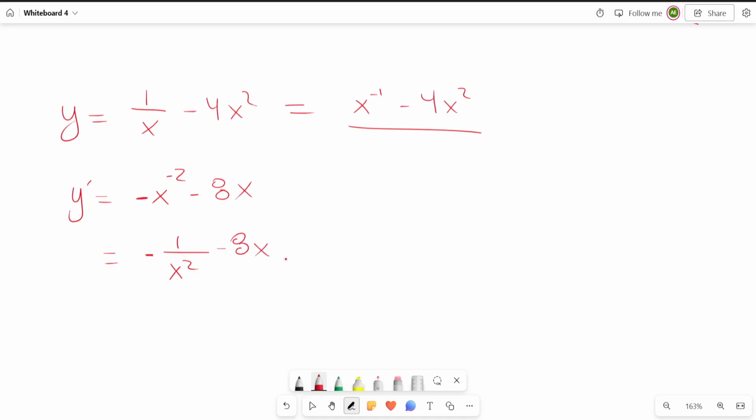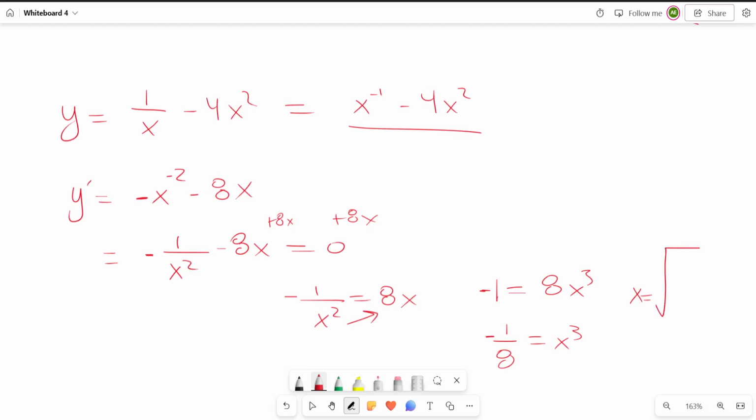And then, as always, to find the coordinates of the turning point, we equate our first derivative to 0 and solve for x. So adding 8x to both sides, I'm going to have negative 1 over x squared equals 8x. Multiplying both sides by x squared gives me a minus 1 on this side and 8x cubed on that side. Then I will have negative 1 over 8 equals x cubed. So x is going to equal the cube root of negative 1 over 8. This gives me an x value of negative 1 over 2. So this is basically my x coordinate of the turning point.